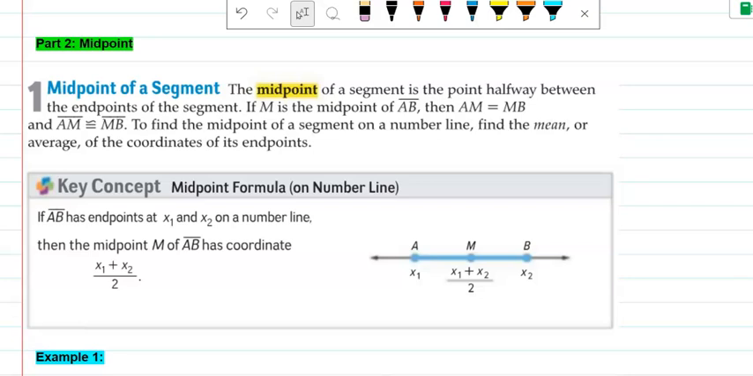Welcome to part 2 of step 1. So last video we talked all things distance. This video we're going to talk all things midpoint.